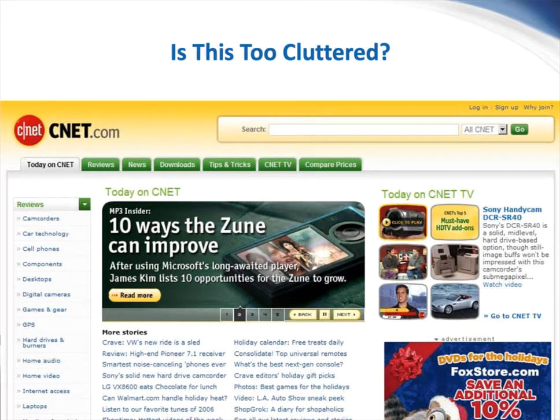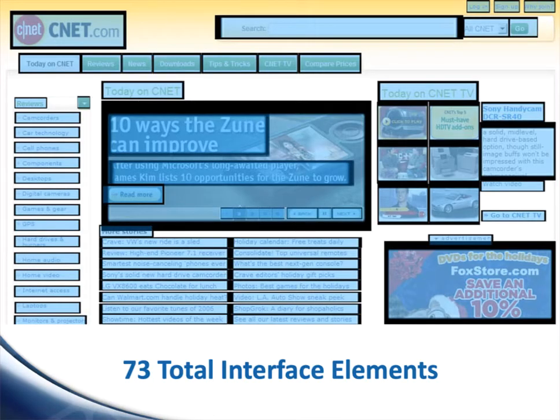Just a couple of examples. Look at this ad. If you look at the ad, you think it's too cluttered. You probably do, because you really don't know where to go and you really don't know what's really important. If you look at it, you have 73 total interface elements on one page.